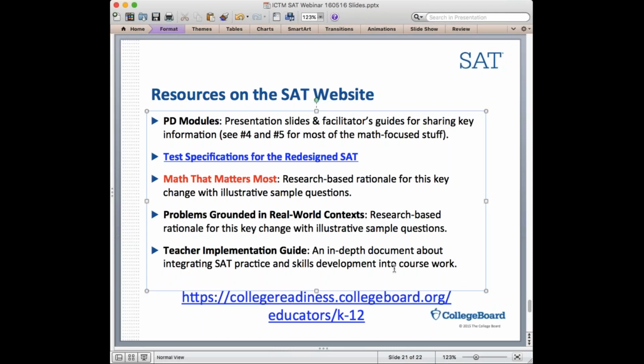They've also organized some nice PD modules. We've actually adapted several of the slides that we've been using from those PD modules, specifically number 4 and number 5. And then there are a couple short documents. This one, The Math That Matters Most, is, I think, a really good summary of what Bill has said with a little more detail about the rationale for those decisions. And then there's also a test specifications document that has some answers to questions that other people have been wondering.